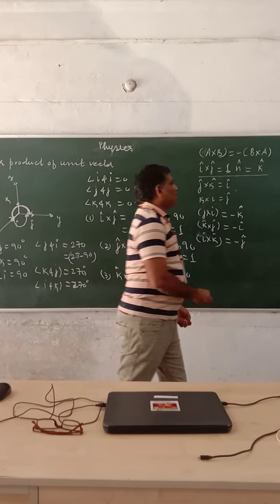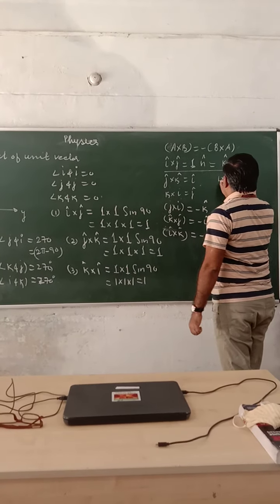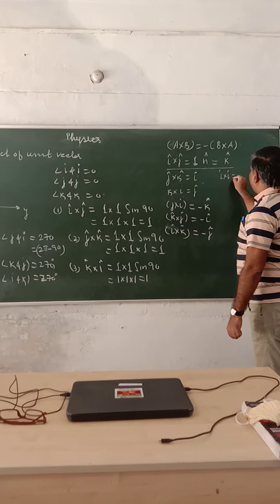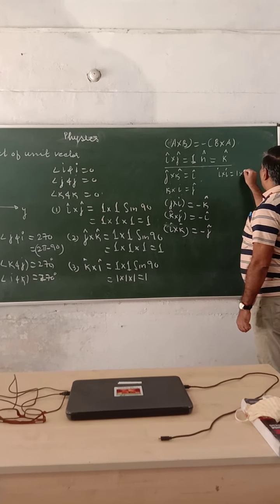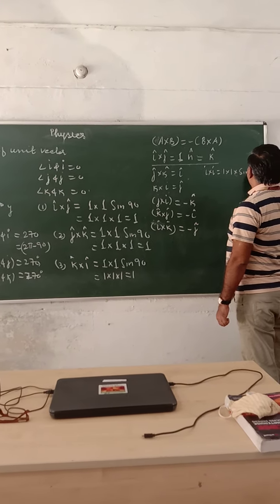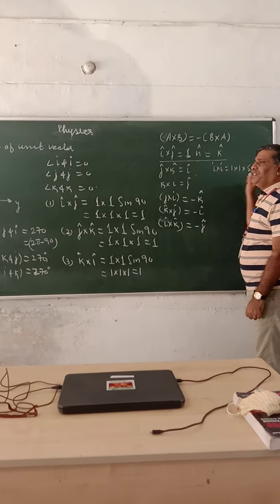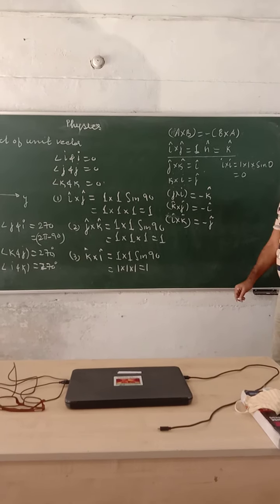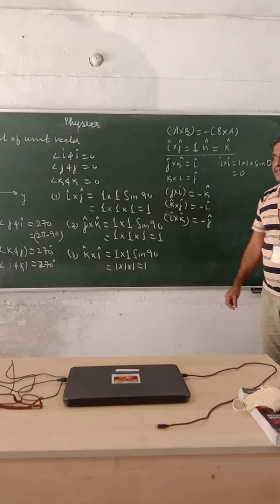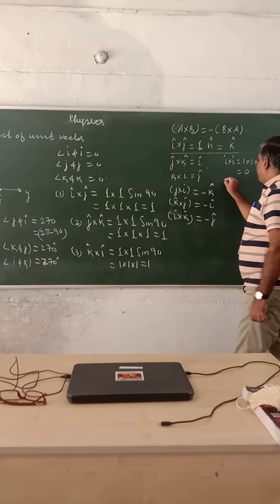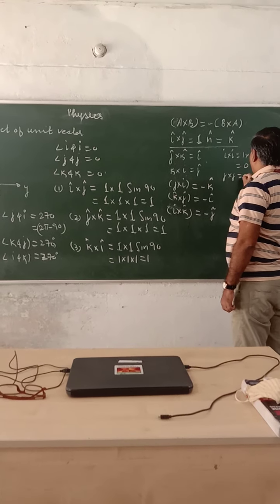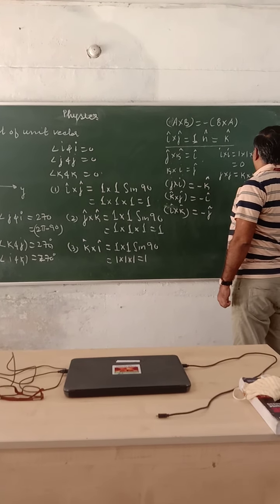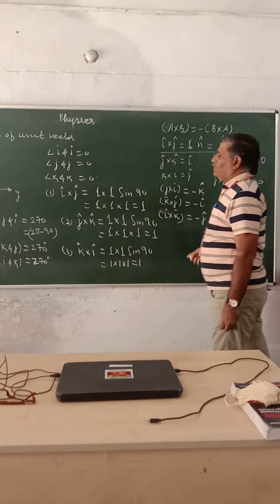Now let us come to i cross i. i cross i is nothing but 1 into 1 into sine of 0, because angle between these two is 0. And therefore it becomes 0. Vector product of vector itself is 0. Similarly, j cross j and k cross k is equal to 0.